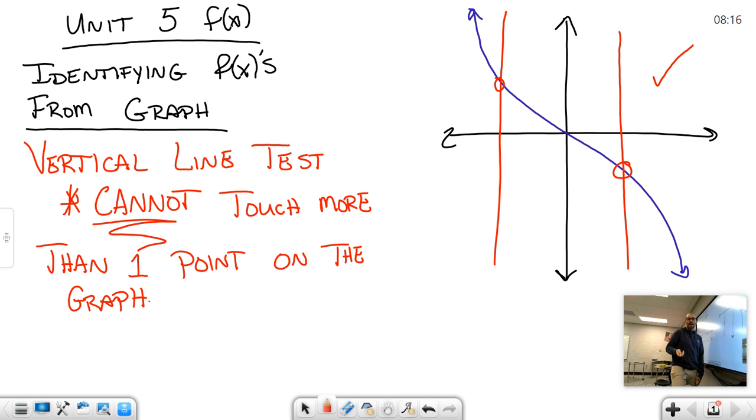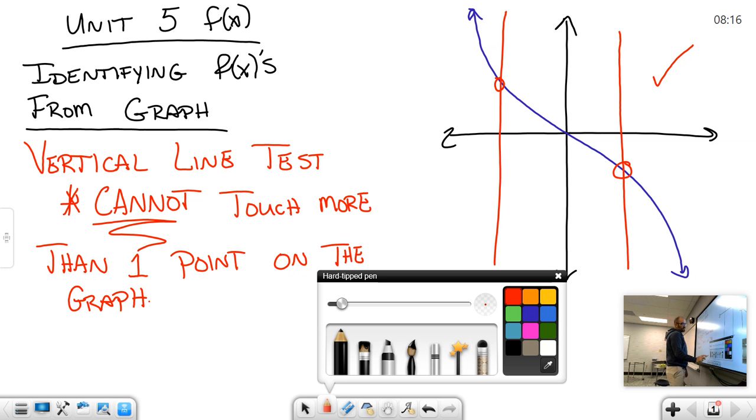Okay, functions can have curves. All right, that's okay. They can have curves. All right, so this one is a function. Now let's look at one that's not a function.